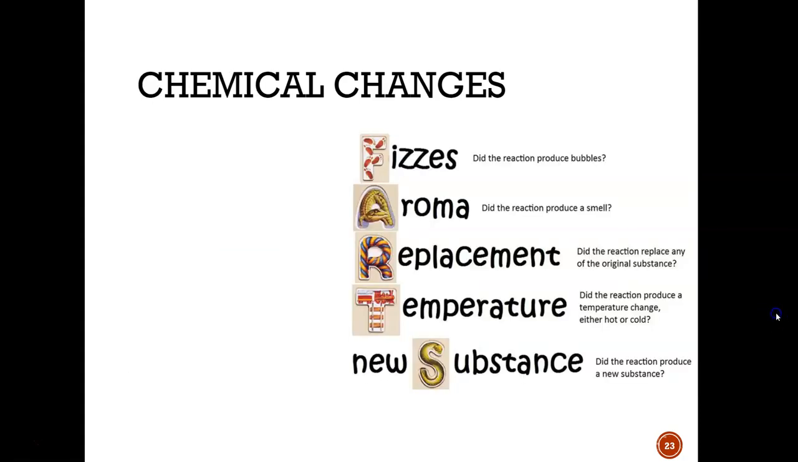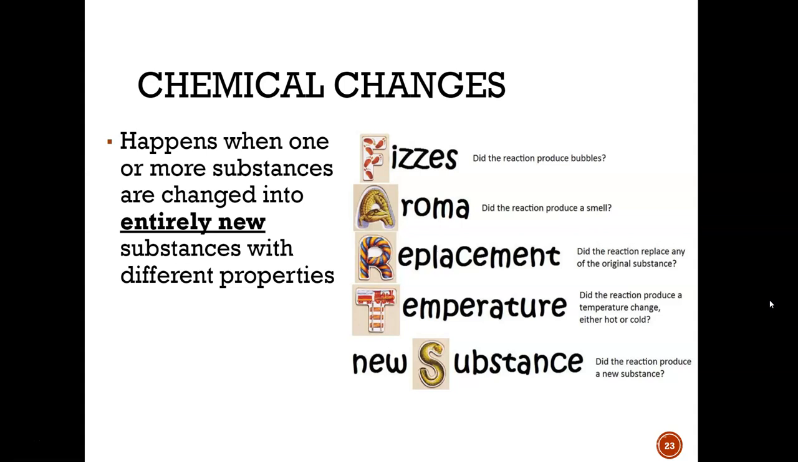Chemical changes happen when one or more substances are changed into entirely new substances with different properties. Some of the hallmarks of the chemical change: did it fizz? Did it produce bubbles? Did it give off a smell, an aroma? Replacement. Did anything get replaced in the original substance? Did the temperature change? Did it either get very hot or very cold? Or finally, did it produce a whole new substance? Those are all signs that a chemical change has occurred.